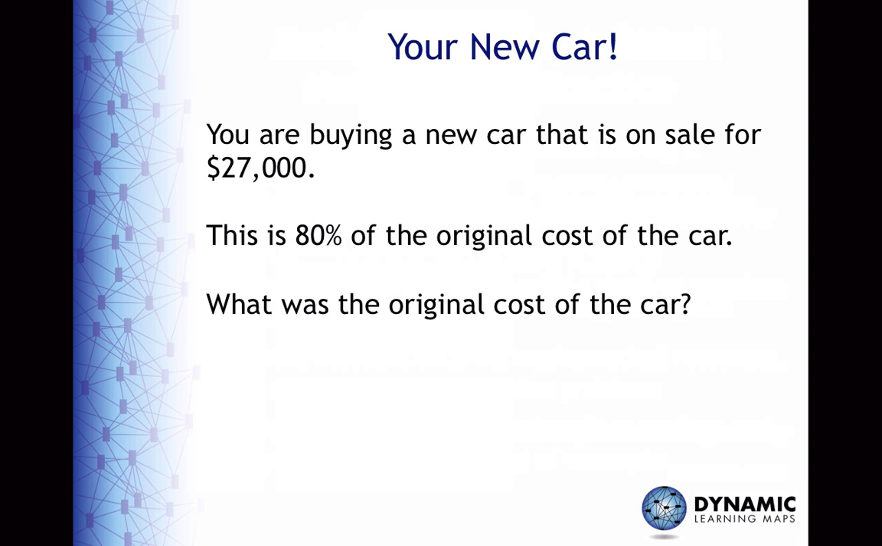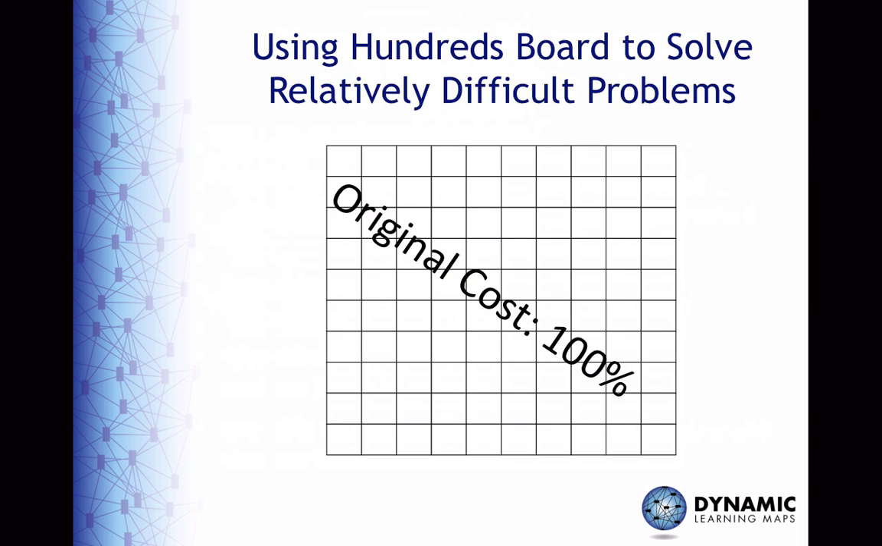To solve this problem, students need to understand the concept of 100%. This can be done using a hundreds board. Hundreds boards are great mathematical tools that help us solve relatively difficult problems, yet they offer fairly concrete representations. In the case of this problem, the student must learn that the original cost is represented on the hundreds board as 100% of the board or all of the squares on the board. They can then use the board to determine that each column represents 10% of the cost of the car.